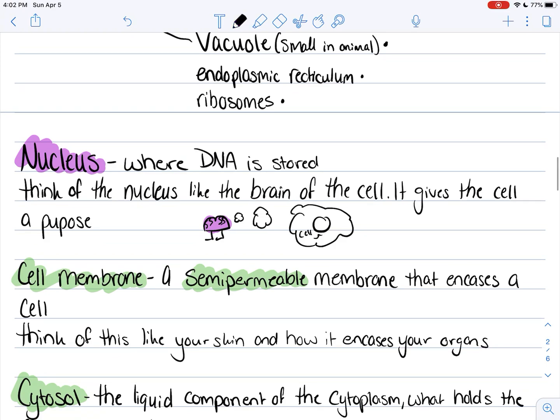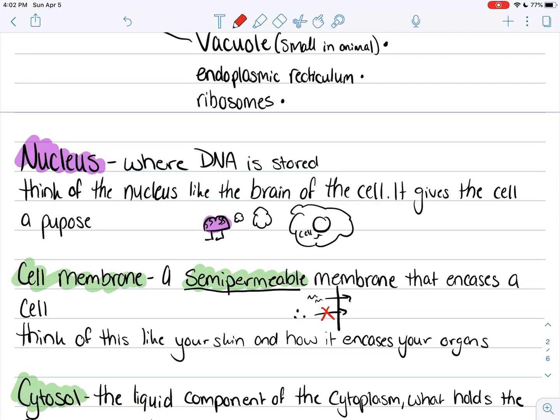The cell membrane is a semi-permeable membrane that encases a cell. Think of it like your skin and how it encases your organs. The cell membrane is the outermost layer, but the word semi-permeable is new. Semi-permeable means that you have a barrier. Let's think of it like this line. Certain things, such as water, can pass through, while other things, such as sand, can't pass through your skin.